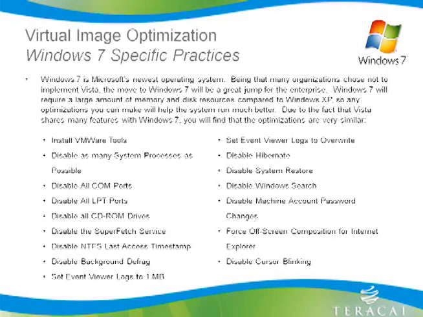So Windows 7 is Microsoft's newest operating system. Being that many organizations chose not to implement Vista, the move to 7 will be a great jump for the enterprise. We're talking about literally an incremental leap here. Windows 7 will require a large amount of memory and disk resources compared to XP, so any optimizations you make will help the system run much better. Due to the fact that Vista shares many similar features with Windows 7, you'll find the optimizations are similar, but there are a couple of differences we're going to be talking about. Any version of VMware Tools that you have in the image is going to be different for every operating system. So there are going to be little tiny minute differences. Make sure you're on the latest version, and again, that goes for 7 and XP and Vista equally.